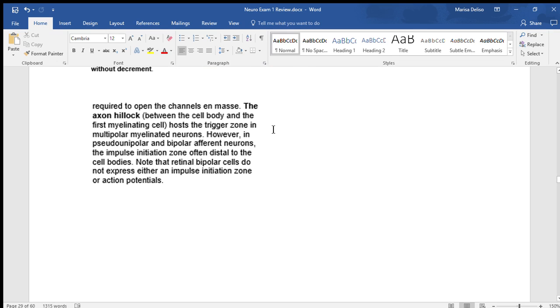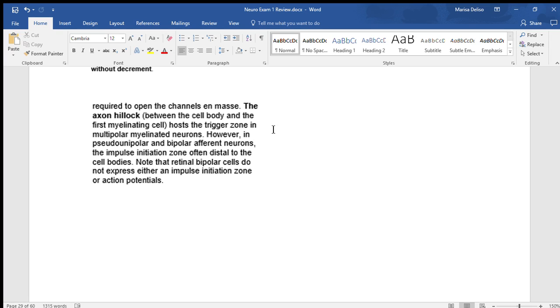Okay, so impulses propagate without decrement. Essentially this was just talking about our action potentials. What I wanted to say about this is that they can have a picture of a cell, either multipolar or pseudo-unipolar, and they'll ask where the trigger zone, the initiation zone is. Essentially they're asking, do you know the difference between where things start in motor versus sensory?